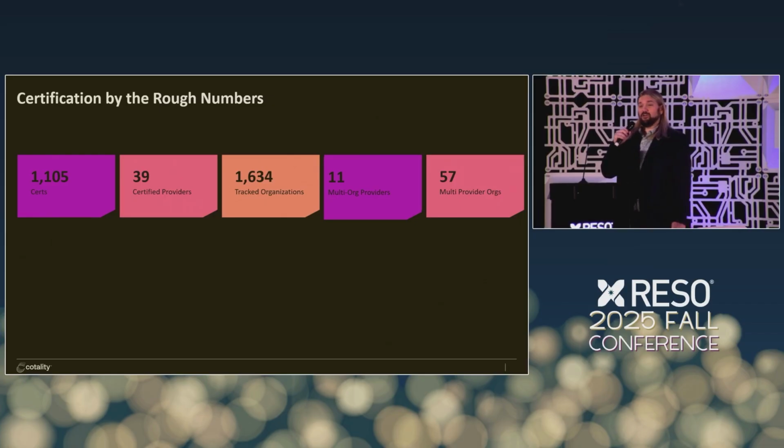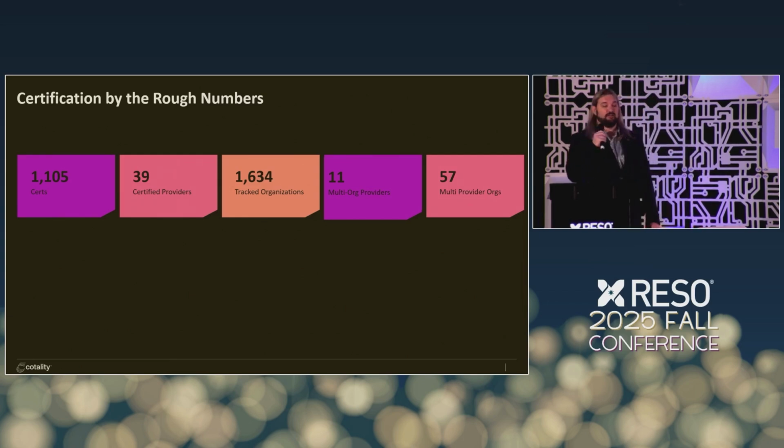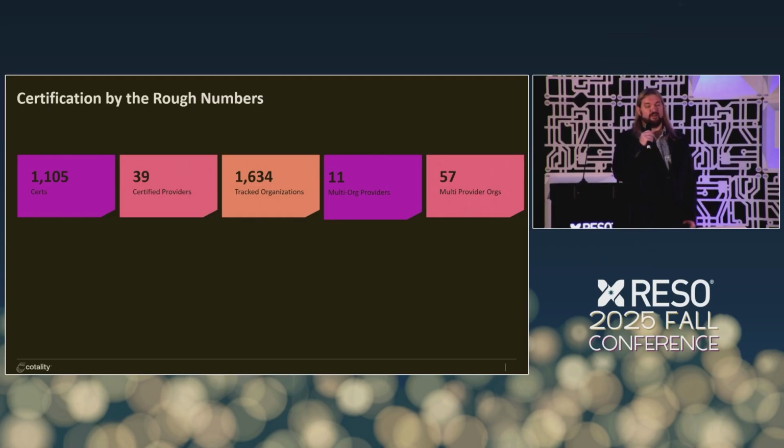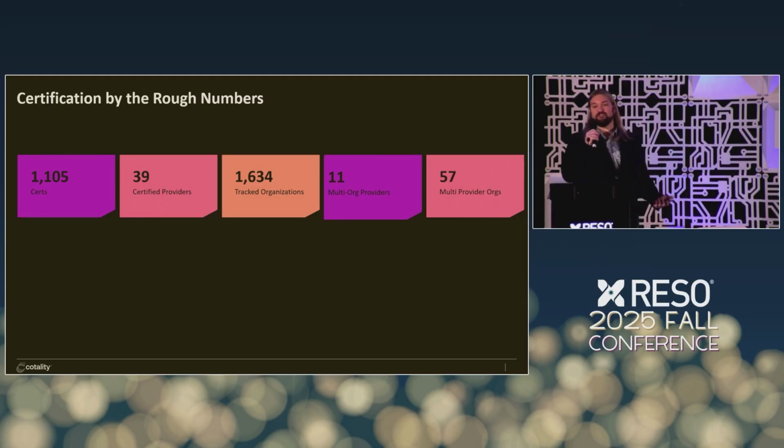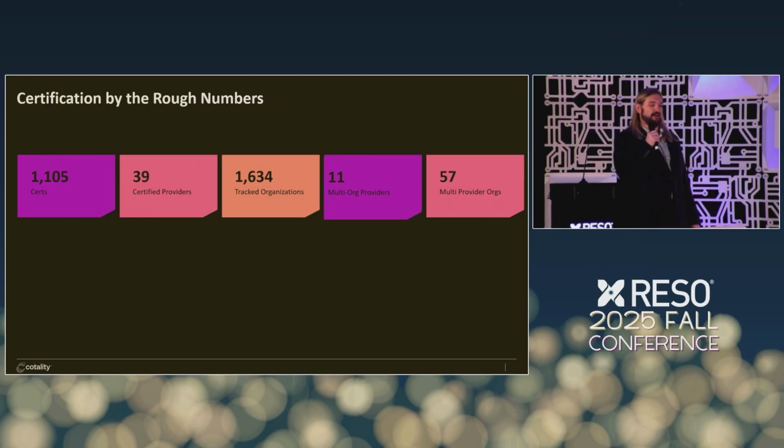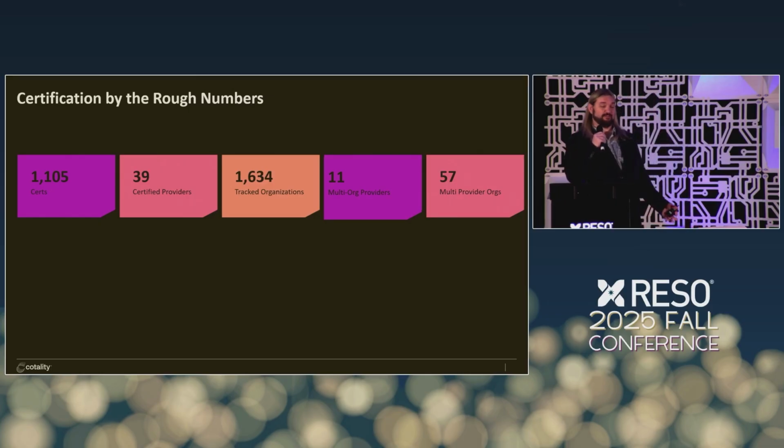We have 11 what I'm calling multi-org providers. So these are providers that offer services to organizations who are using multiple providers. Very common example, someone's using Bridge and Grid. That would be an org that is using multiple providers.